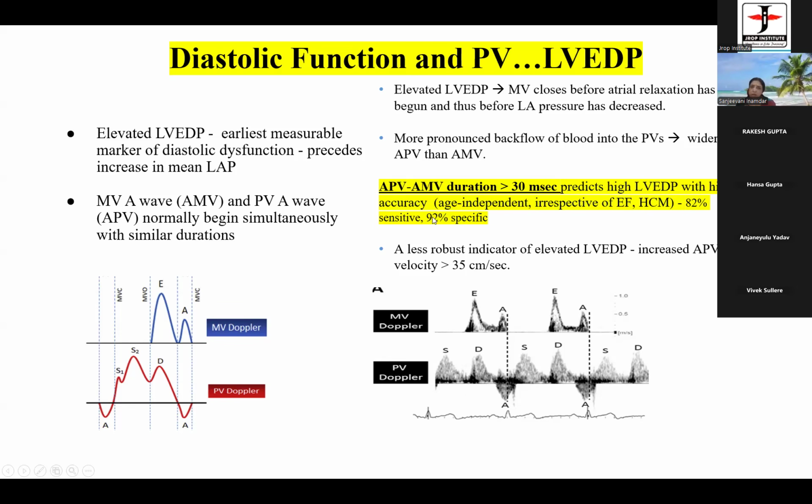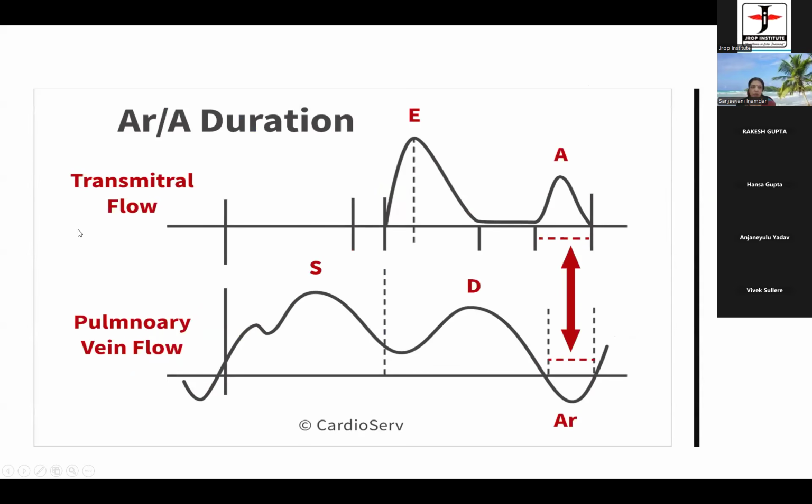So sensitivity and specificity are quite high, and this is how one should measure it, with reference to R wave. This is how one has to measure. This is the transmitral flow A wave, and this is the pulmonary vein AR reversal.